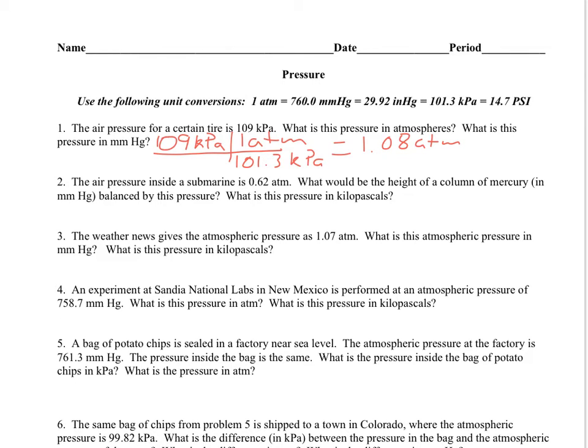I'll do the same thing for millimeters of mercury. I'm kind of tight for space here a little bit, so I'll do it up here. I'll start with what's given to me, 109 kPa. My conversion is 101.3 kPa on the bottom, 760 millimeters of mercury on top. What do we get when we do that? We get 109 times 760 divided by 101.3. And that value is 115 millimeters of mercury. There's my answer there.